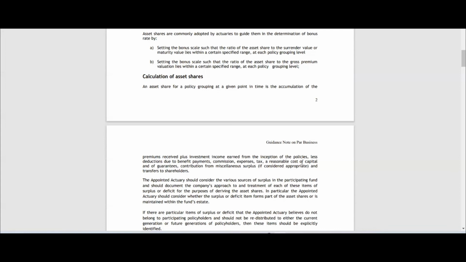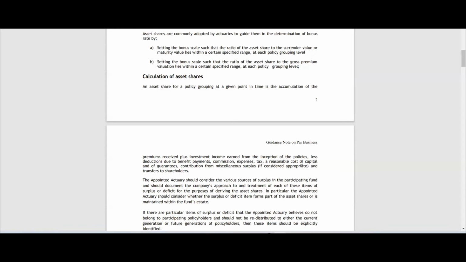So if we summarize this, say you get 100 rupees as premium, then you get 10 rupees as investment income, right? So 100 plus 10, 110, then you give some payment for benefit, right? Then you give some payment for commission, for expense, for tax, 10 rupees each. So 110 minus 40, that gives you 70 rupees.